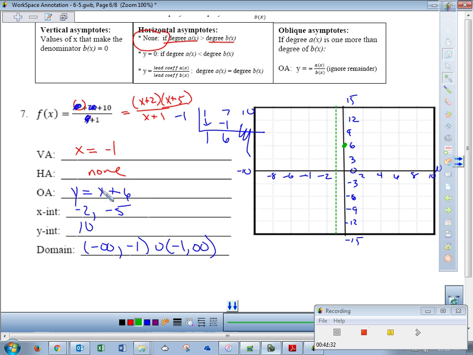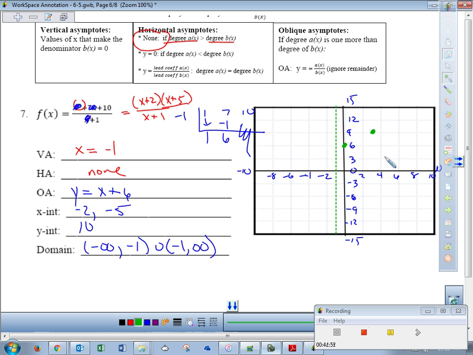What you could do is just figure out another point here. Like, what if you put 2 in for x? What would y turn out to be? 8. Okay, I could graph 2, 8 if I wanted to. What if I put 3 in for x? What would y turn out to be? So couldn't I graph 3, 9? That's a better place to graph.